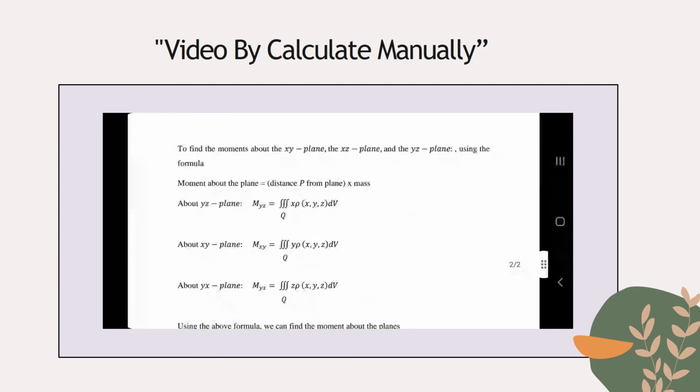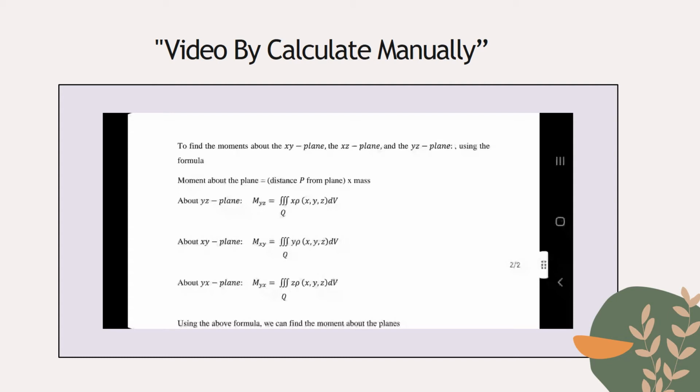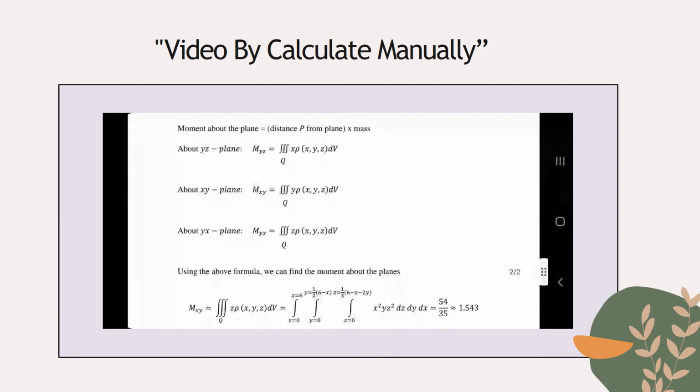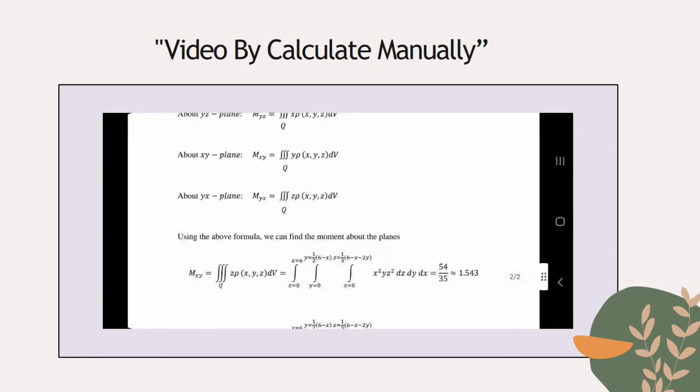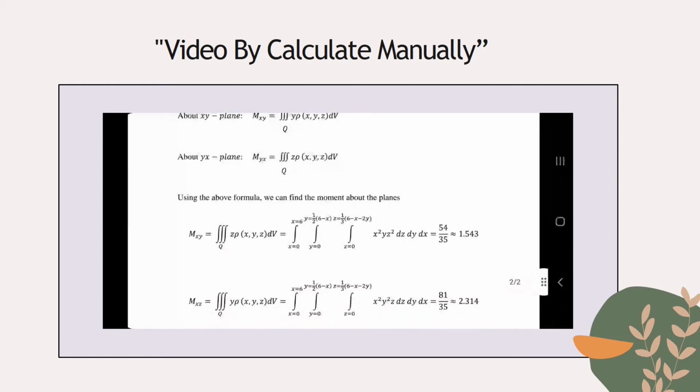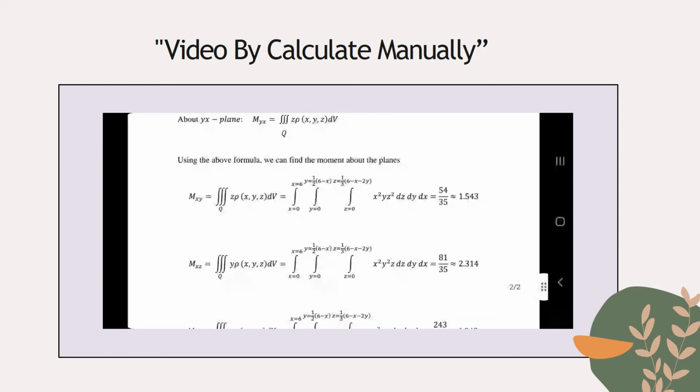To find the moments about the xy plane, the xz plane and the yz plane, we use these formulas. About the yz plane, use M_yz equals the triple integral of x rho(x,y,z) dV. For the xz plane, use the triple integral of y rho(x,y,z) dV. And lastly, for the xy plane, use the triple integral of z rho(x,y,z) dV. Using the above formulas, we can find the moments about the planes.